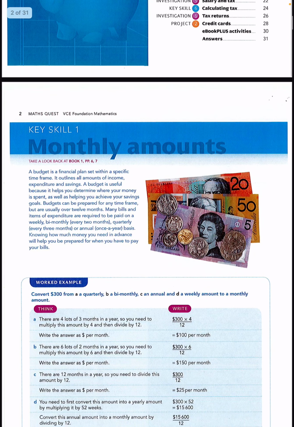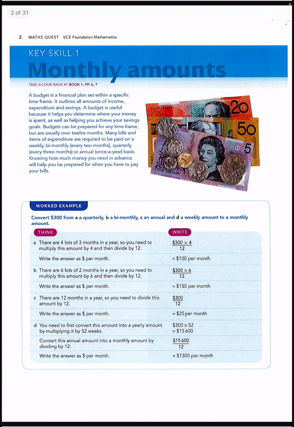So what we're going to be focusing on first up is calculating what we call monthly amounts. A budget is basically a financial plan that's set within a specific time frame. It outlines all the amounts of income, expenditure, and savings. And a budget's pretty useful because it helps you determine where your money is going, what it's being spent on, and how we can prepare to save for saving goals. They can be prepared over different time frames, but usually they're done over 12 months where we include our bills, our expenditure, what needs to be paid. So knowing how much money we're going to need in advance is going to help you when it comes to paying for bills and things.